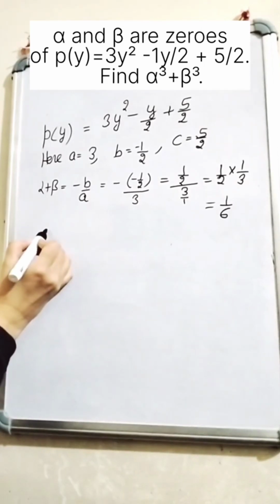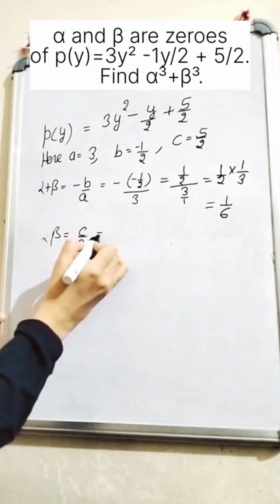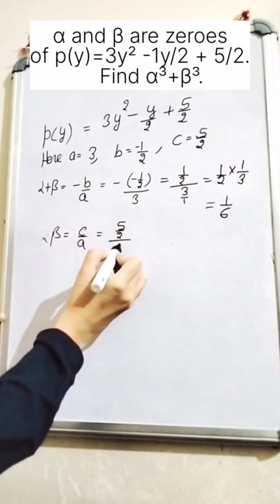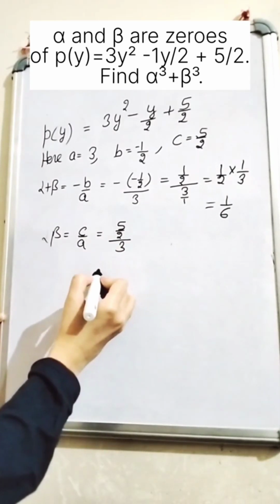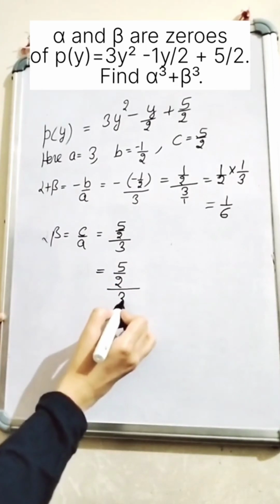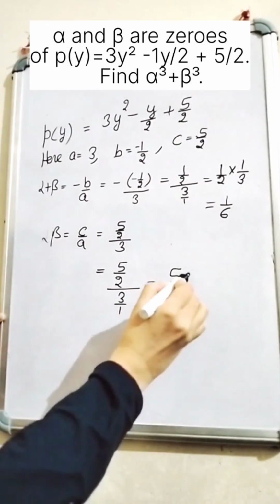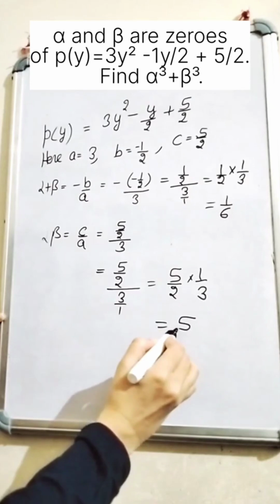Similarly, alpha into beta is equal to c by a. C is 5 by 2 and a is 3. 3 can be written as 3 by 1. Now by taking reciprocal, 5 by 2 multiply 1 by 3, this is equal to 5 by 6.